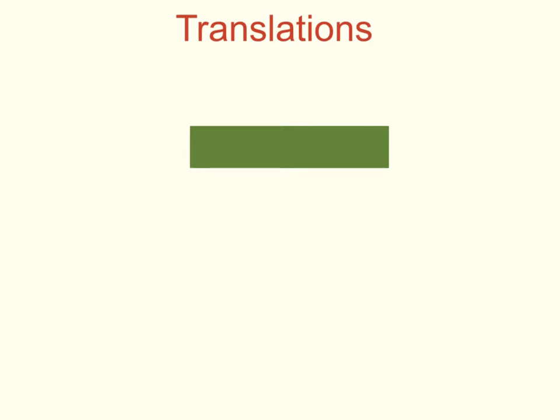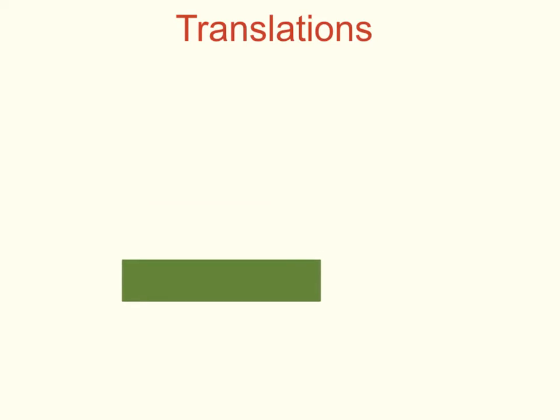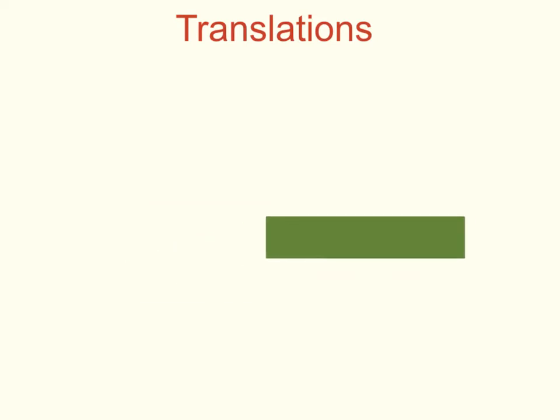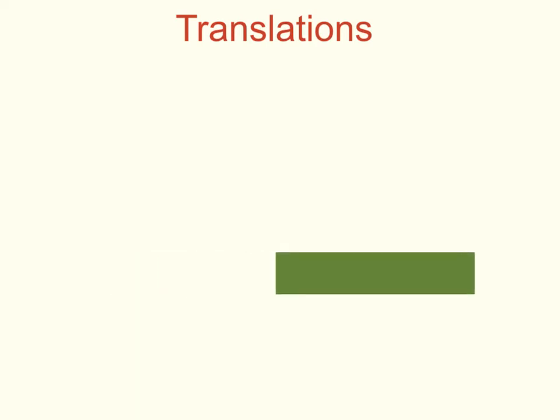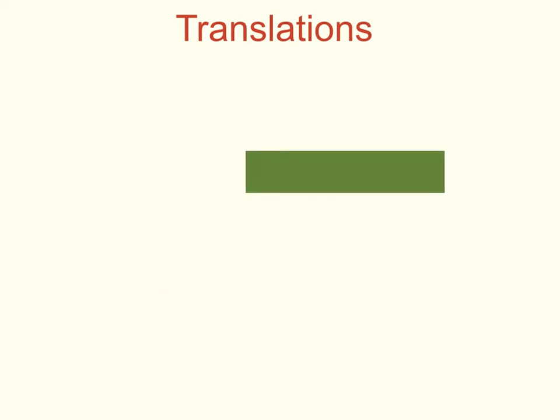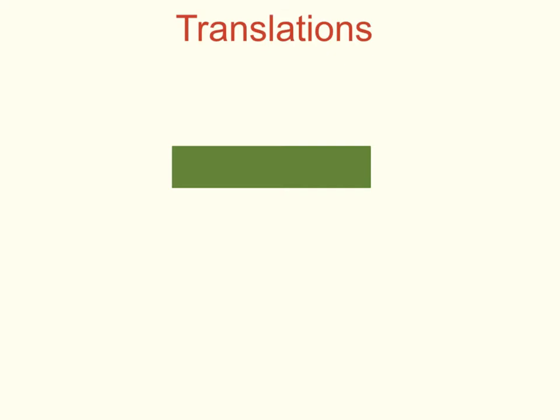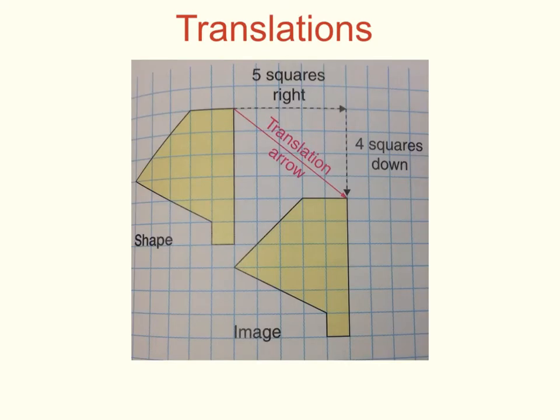So let's start with this green rectangle. Well, if I'm going to slide it, I could slide it this way, or I could slide it this way, or I could slide it this way, or I could slide it this way. But you'll notice that the rectangle isn't changing position. I'm not all of a sudden turning it sideways and making it bigger or making it change the way it looks. So that's really important.